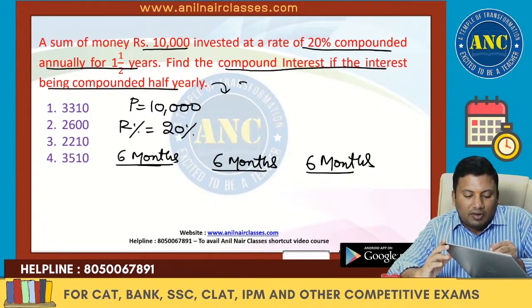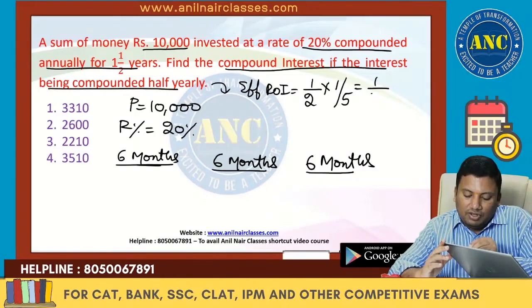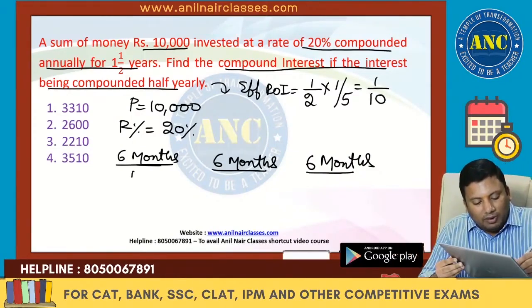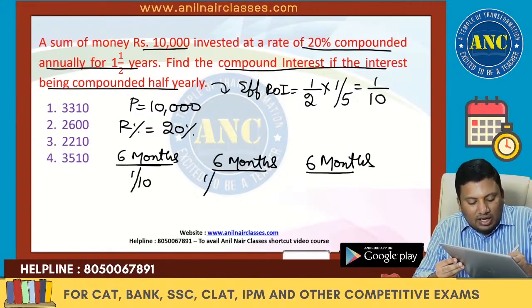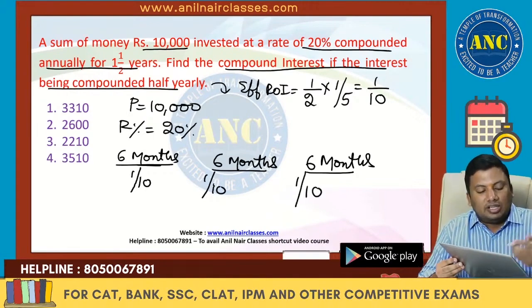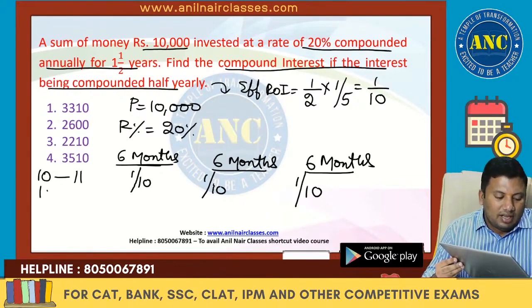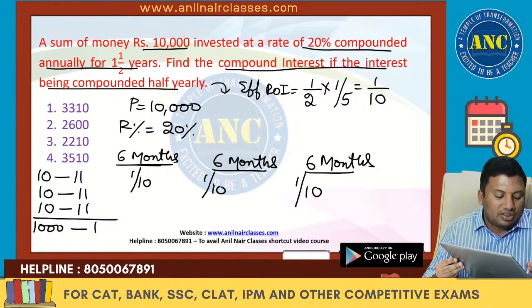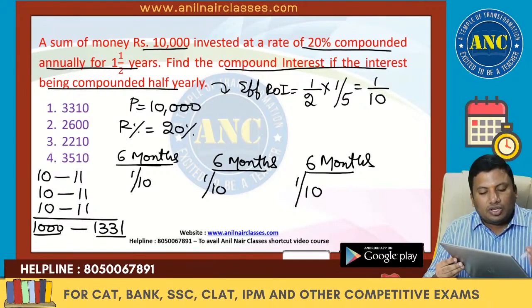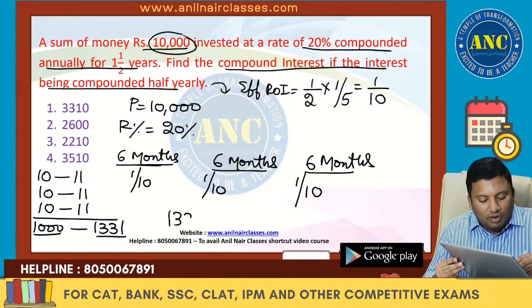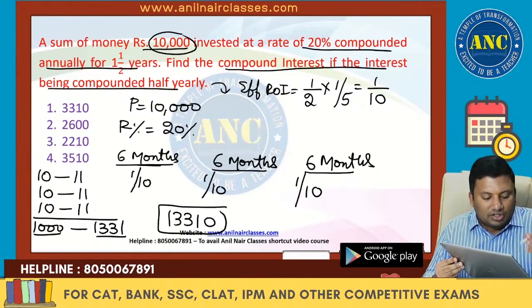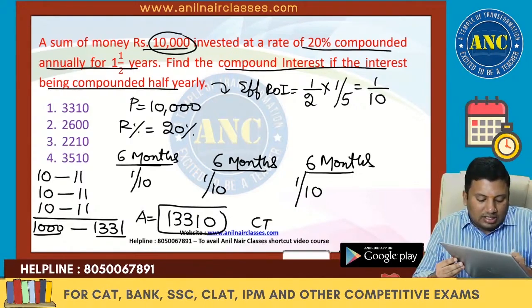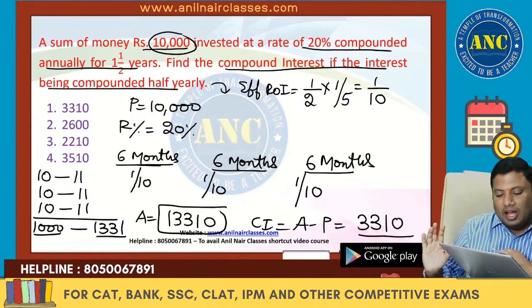Half yearly is nothing but what is the effective rate of interest? Effective rate of interest is half of the existing rate of interest, which is nothing but 1 by 10. So for 6 months it will become 10%. Here also it is 10%, and here also 10%. 10 1 increase, it is 11, three times. The denominator is nothing but 1000, and the numerator is 11 cube, 1331. But according to the question, 1000 is becoming 10,000, so into 10. 1331 into 10, answer is 13310. This is nothing but the amount. The question is asking compound interest. Compound interest is amount minus principal. So answer is 3310.